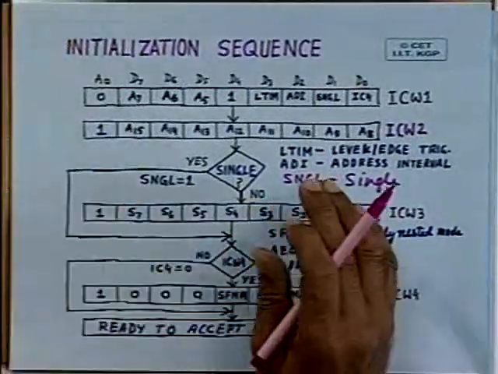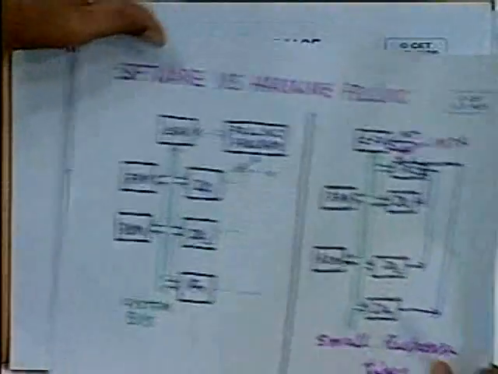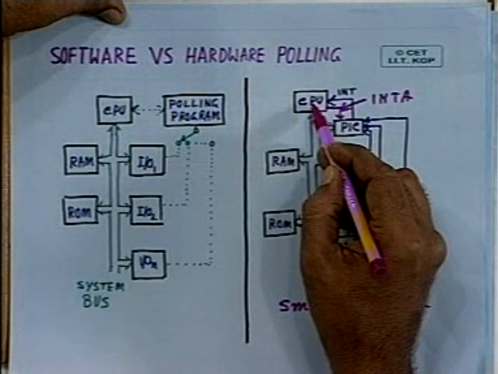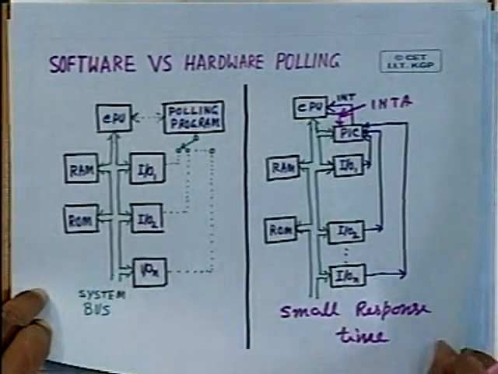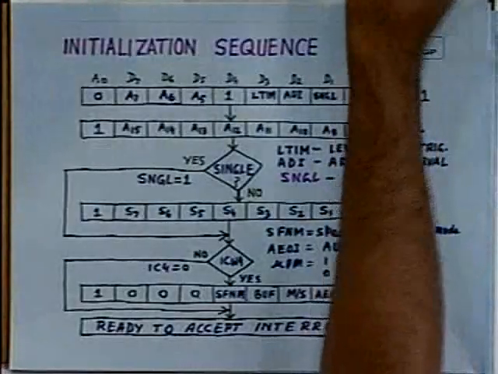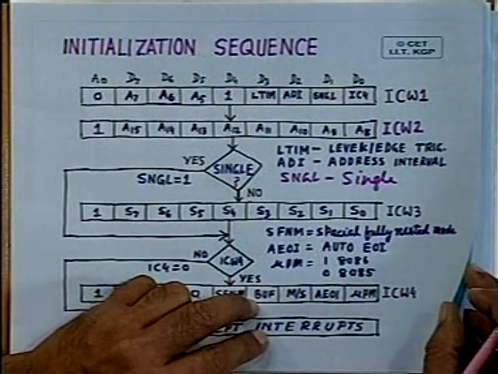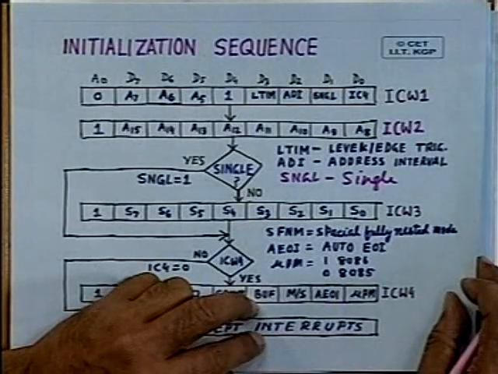So, we have seen that this interrupt controller is providing facility to give service to a large number of devices, and the response time that it is providing is also very small, because the address that is getting generated here is very quick, because the programmable interrupt controller is providing the vector address. So, the vector address is coming from the interrupt controller instead of being generated by software means.